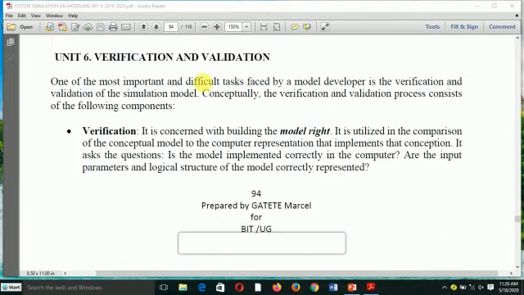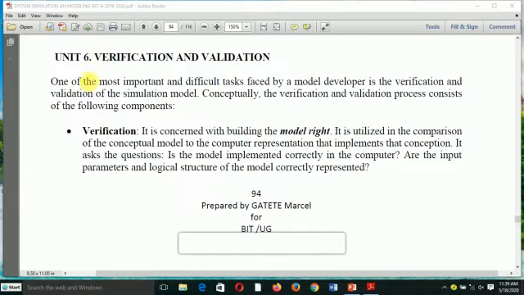Okay, now let's go to unit 6, the last unit. Unit 6 is about verification and validation. It means that after simulating and modeling your system, you have to verify that the simulation results are correct and real, and that they reflect the real system.